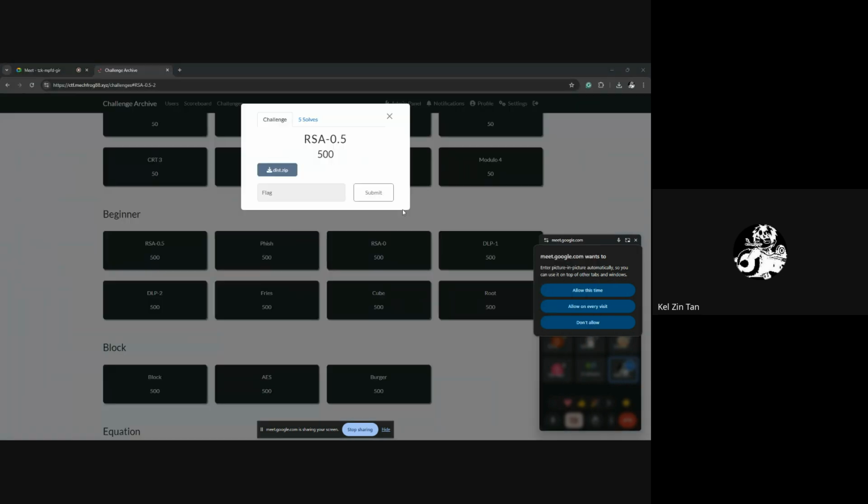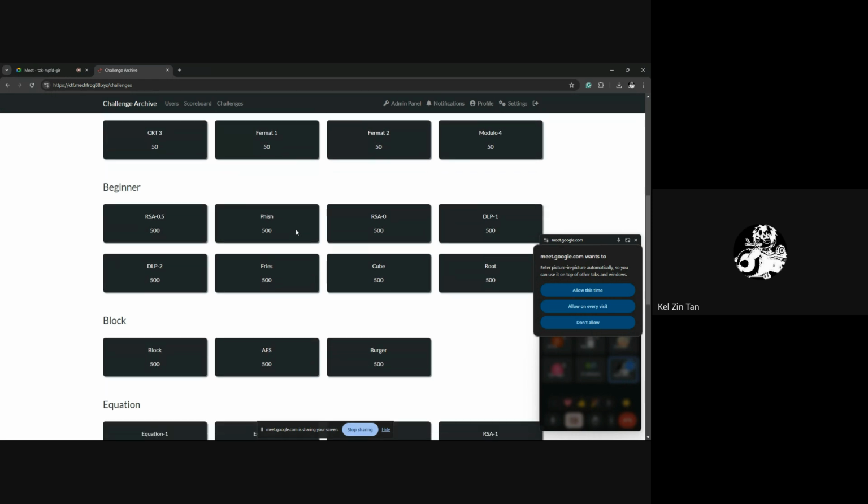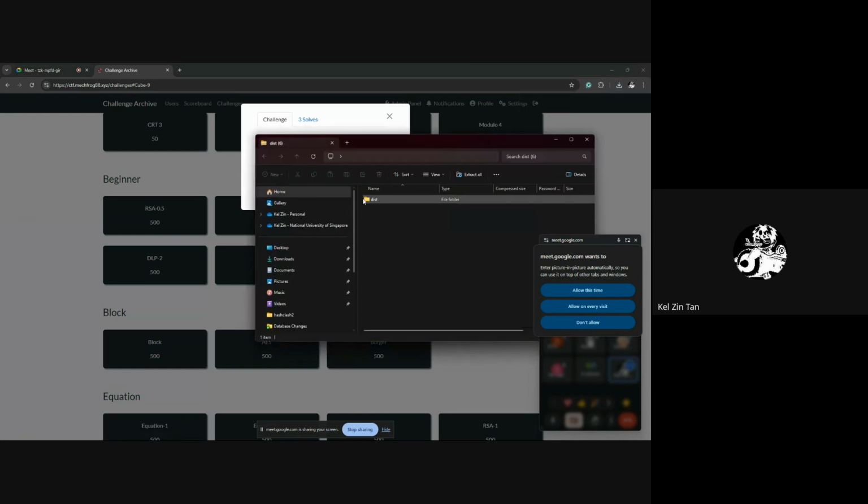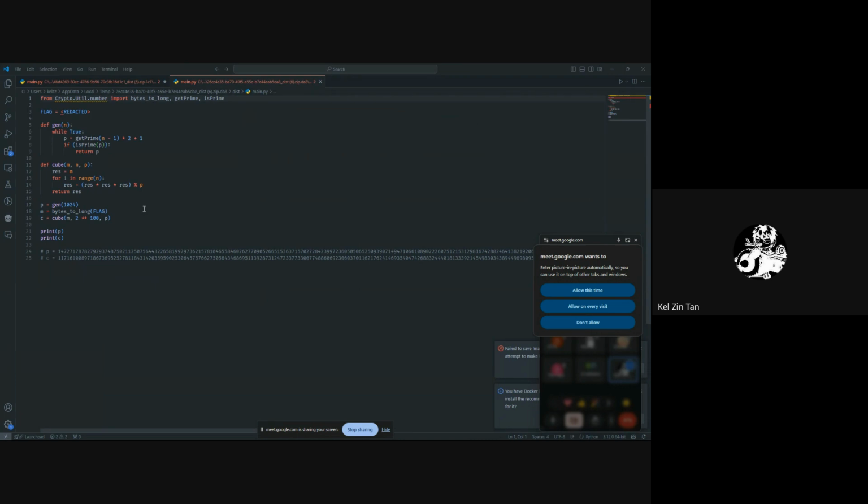Okay. Then I think cube is also interesting. So for cube, you want to calculate this thing, which is n raised to the 2 to the power of 100, and P. You know that you can simplify this one with the theorems that we have learned just now. You can just use Fermat's Little Theorem to simplify this. So this is also pretty easy, and then you can calculate C.